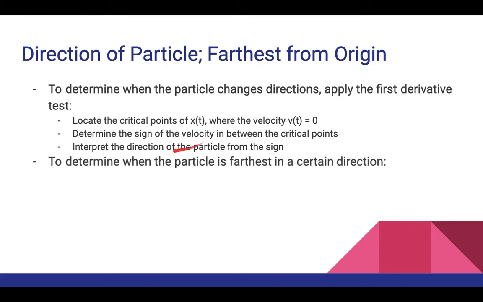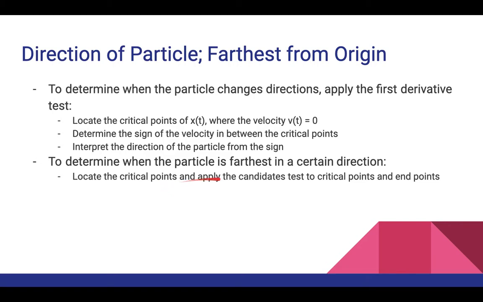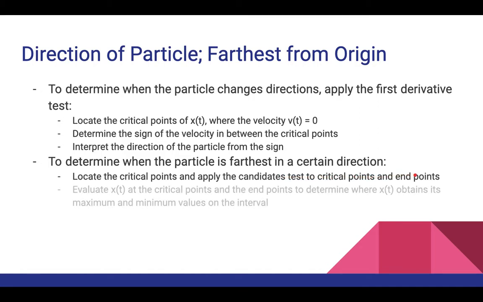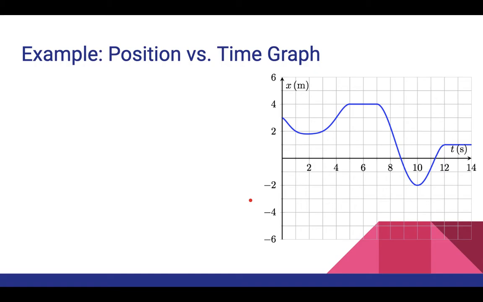If we want to determine when the particle is farthest in a certain direction, we locate the critical points, but instead of applying the first derivative test to our velocity function, we apply the candidates test to the critical points and endpoints of our interval. We evaluate x of t at the critical points and the endpoints to determine where x of t obtains its maximum and minimum values on the interval.